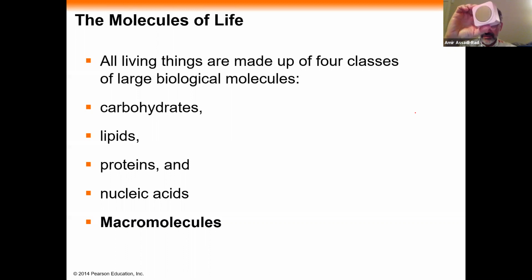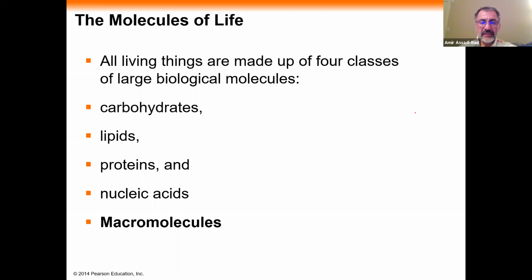You guys are probably having fun with my demonstrations. But anyhow, plant cells are rectangular and animal cells are round. And then we'll talk about where these 4 macromolecules are located in a cell. But before I get to that, we need to get into the macromolecules: the carbohydrates, lipids, proteins, and nucleic acids.